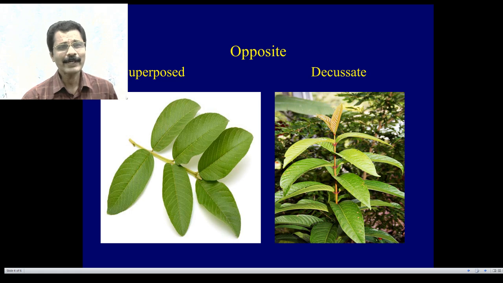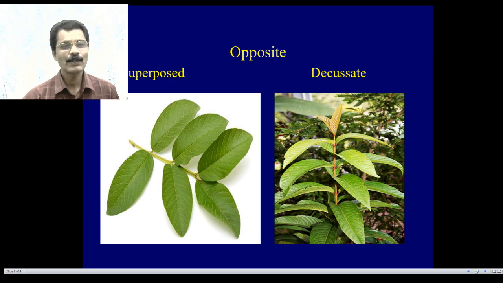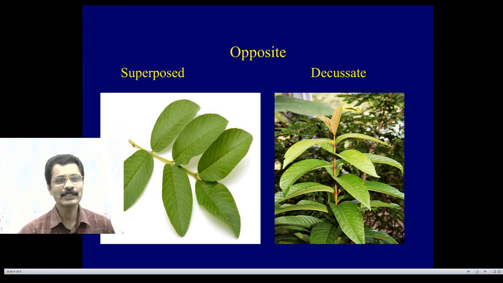What is opposite phyllotaxy? Paired leaves arise at each node. In the case of Psidium guajava, paired leaves arise at each node and they are placed in a single plane. Such a type of opposite phyllotaxy is called opposite superposed.